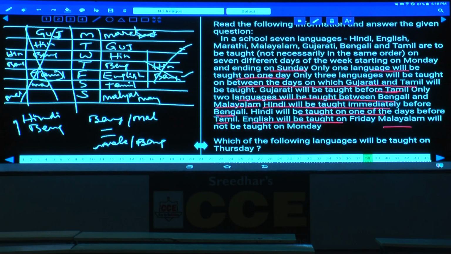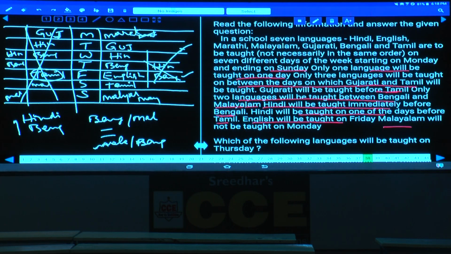Now, this is about question numbers 38 to 43. Then question numbers 44 to 48. Now, this comes under which category? 44 to 48? Coded inequalities. Yes? 44 to 48. Any doubts in this?